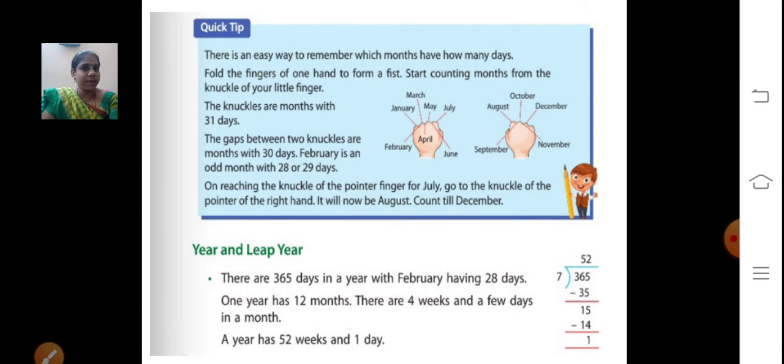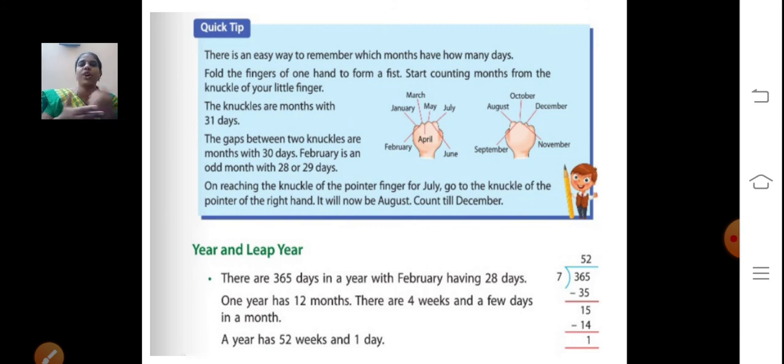One year has 12 months, that we all know. One year, how many months? 12 months. In each month, how many weeks are there? 4 weeks. In a month, we have 4 weeks and a few days. A year has 52 weeks and 1 day. One year, how many weeks are there? 52. A year has 52 weeks.